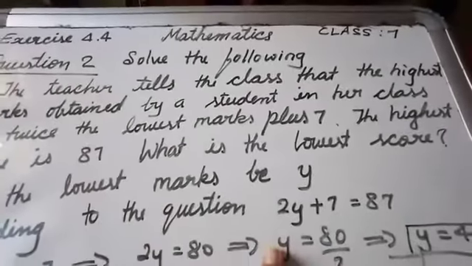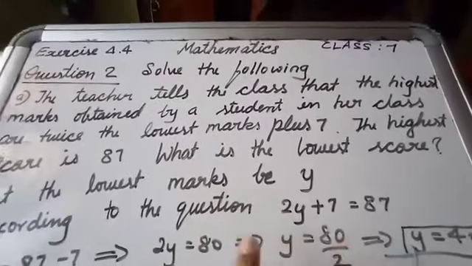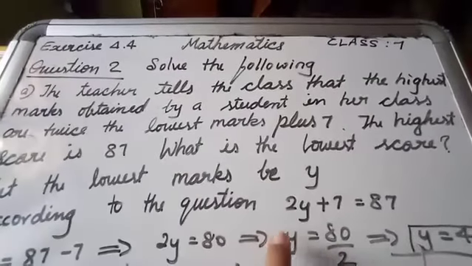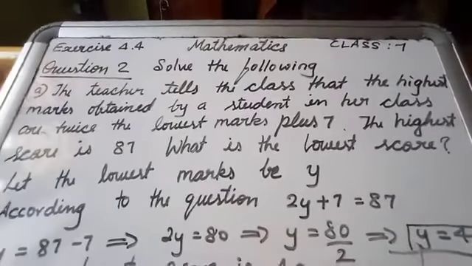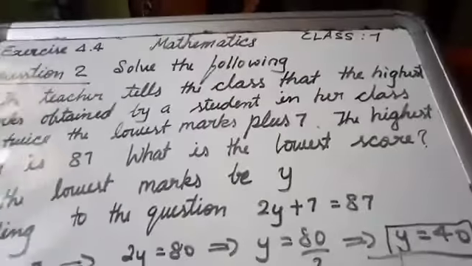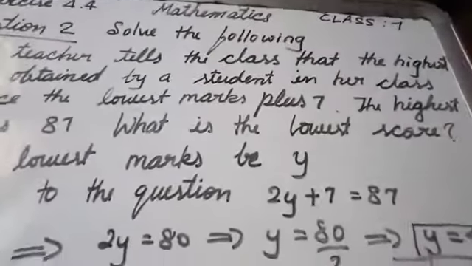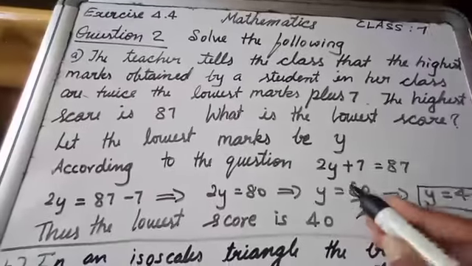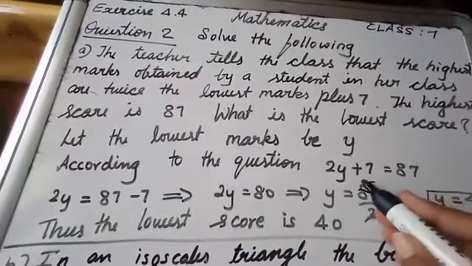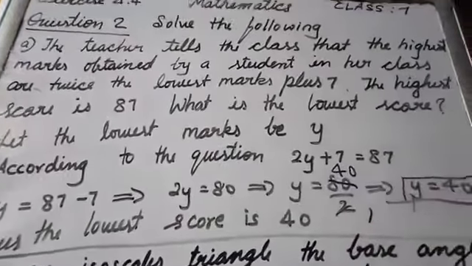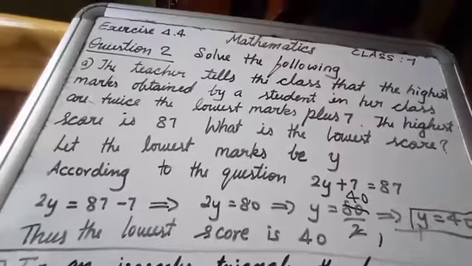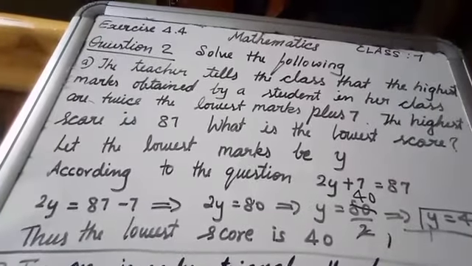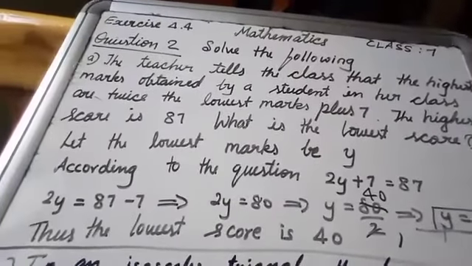Then we are considering only y. The 2 is multiplied with the variable, so if we shift it, it becomes division. Then we have to divide 80 by 2. 2 fours are 8, 2 zeros are 0, we will write the zero as it is. So y is equal to 40. Thus the lowest score is 40.